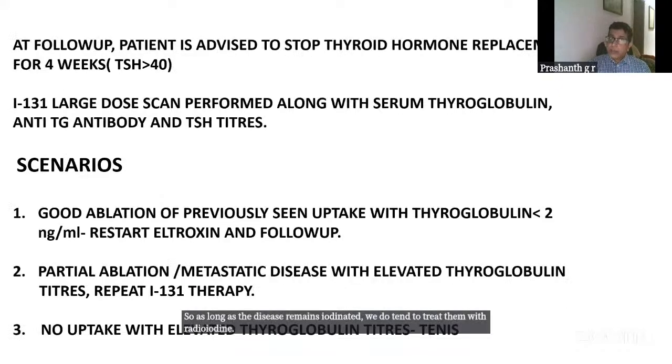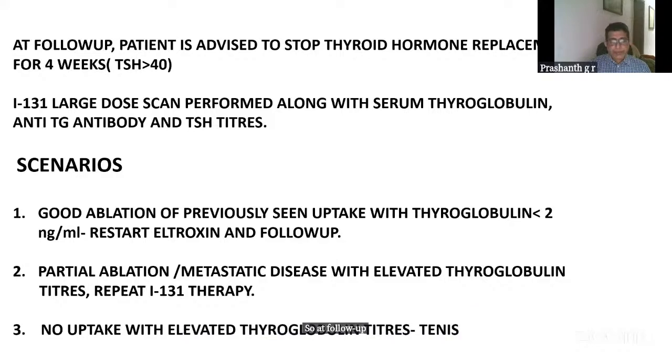So at follow-up, typically once the patient has been treated with radioactive iodine, the patient is called to follow up approximately 6 months later. So the patient is asked to stop L-Thyroxine for about 3 to 4 weeks. Basically, we want the TSH to be more than 30 to 40. So the patient comes to us for a large dose iodine scan. So we do thyroglobulin, anti-TG antibody, and TSH titers.